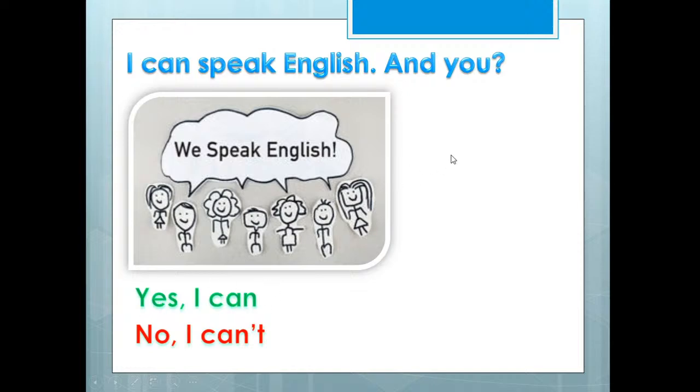For example, teacher Pedro, can you speak English? Then I'm gonna answer, yes I can. I can speak English. If I ask my cousin, for example, can you speak English? He'll probably answer me, no I can't. So the positive form of this question is, yes I can. The negative form of this question is, no I can't.